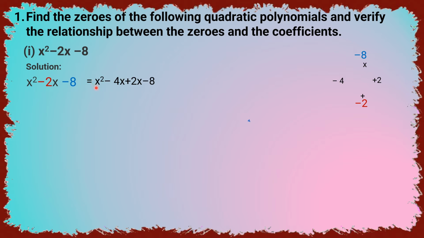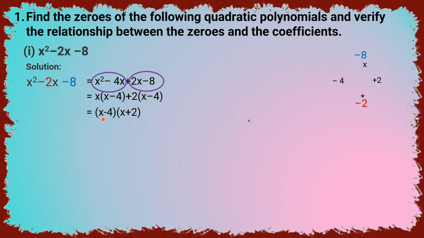Now let us take the first two terms and take the common factor outside, and from the next two terms we take the common factor. What is common in the first two? x. If you take x outside, x minus 4 will be there. Here also, if you take 2 outside, x minus 4 will be there. 2 into minus 4 is minus 8, 2 into x is 2x. Now here we have two terms. x minus 4 is common in these two. So take x minus 4 outside, and we get x plus 2.